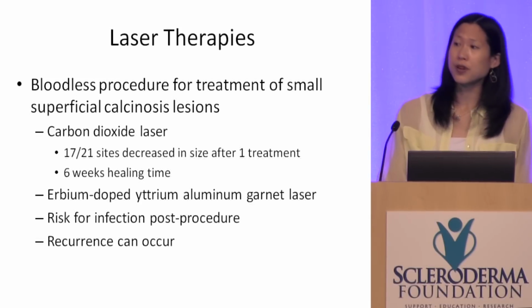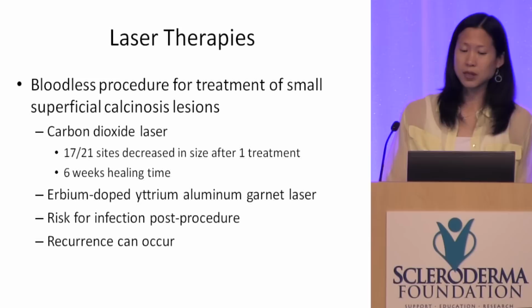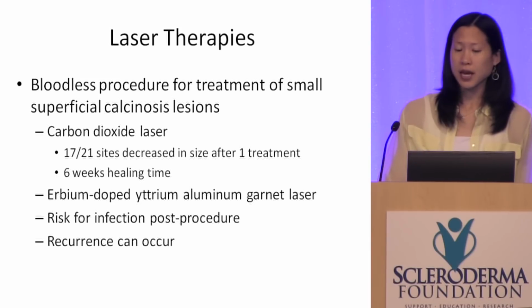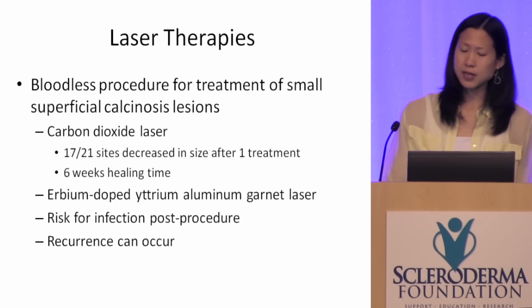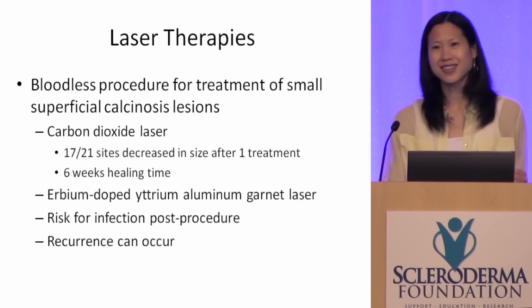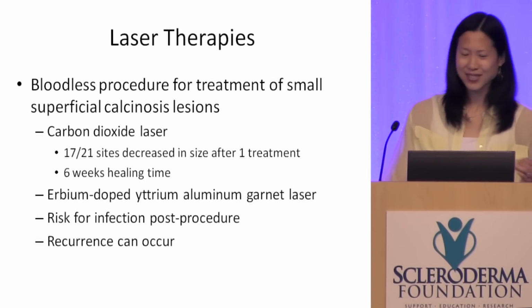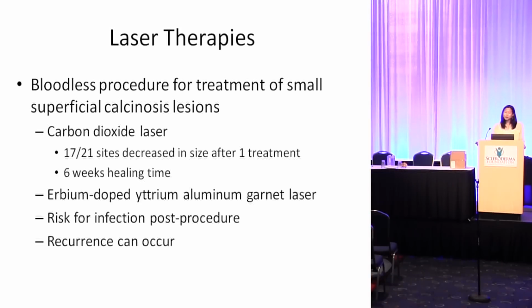In terms of laser therapies, these are bloodless procedures and can be helpful for the treatment of small superficial calcinosis lesions. So there are a couple of different lasers that have been used, a carbon dioxide laser and an erbium-doped yttrium aluminum garnet laser. I have really not seen one of these myself, but there are reports that you can have decrease in size of the calcinotic lesions, even after just one treatment.